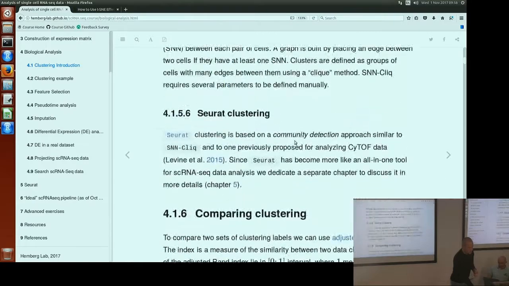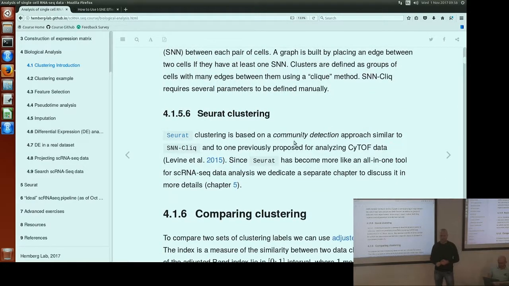The last one is Seurat clustering. Seurat started as a clustering tool a couple of years ago, and the problem was that it used tSNE dimensionality reduction to do clustering, which is what we say is not good. After that, they changed their clustering algorithm to a new one, which is based on community detection. It's very similar to SNN-Cliq described before, but also uses the nearest neighbor search algorithm described in this paper, which was originally applied to CyTOF data instead of single-cell RNA-seq.